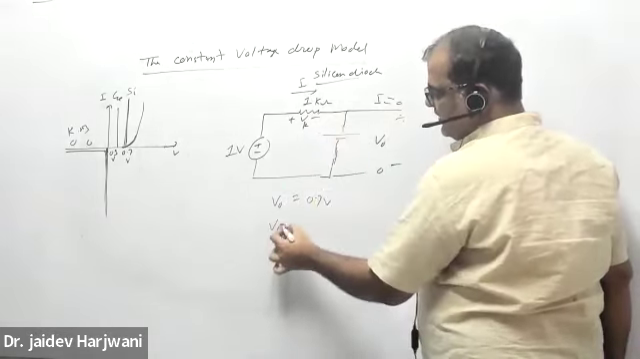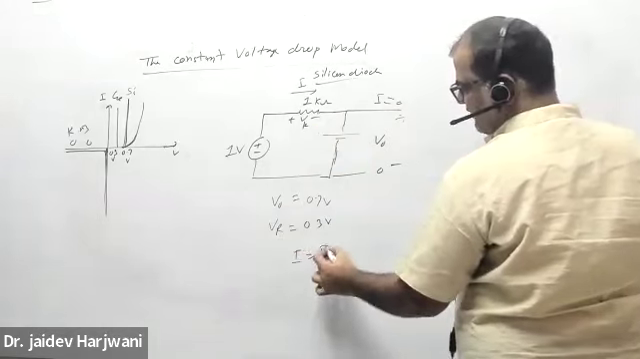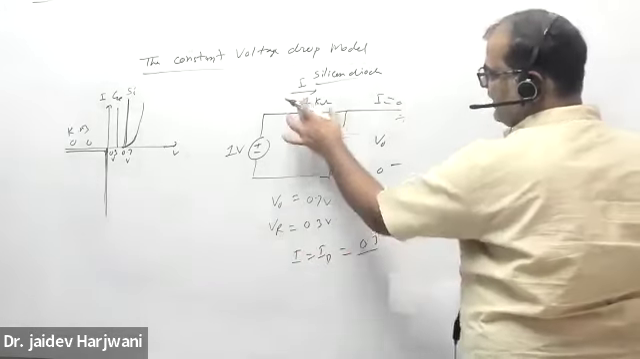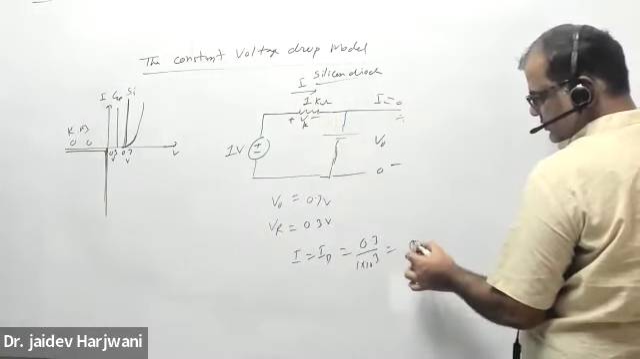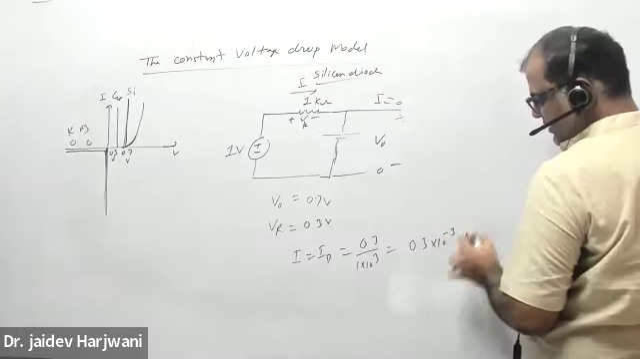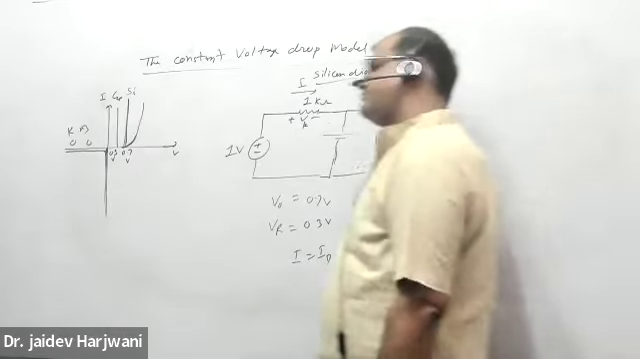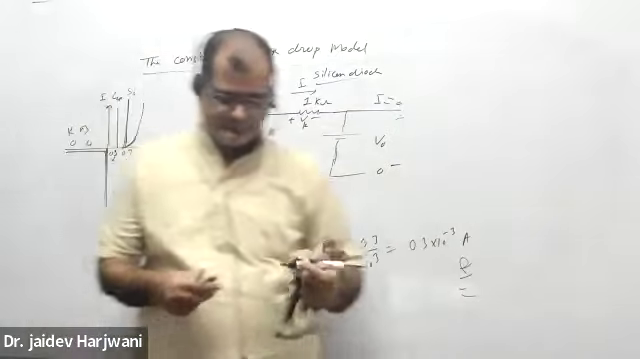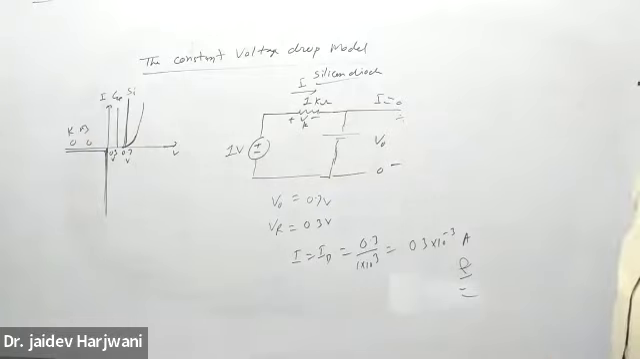Okay, and my VR will be how much? 0.3 volt. And my current I equal to ID will be how much? 0.3 volt divided by 1 kilo ohm. How much? 0.3 into 10 raised to power minus 3 ampere. Okay.